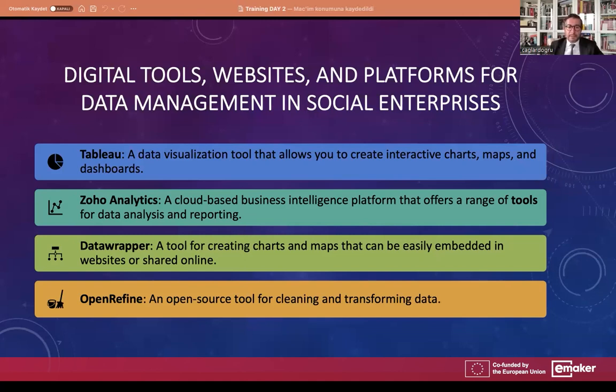So in another way, Datawrapper is a tool for creating charts and maps that can easily be embedded in websites.